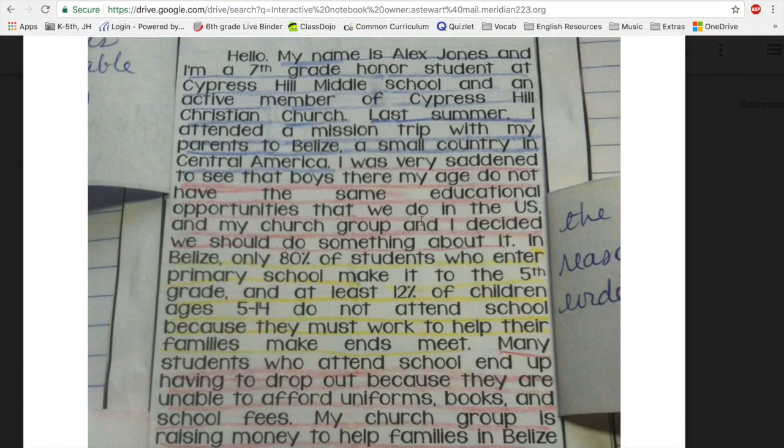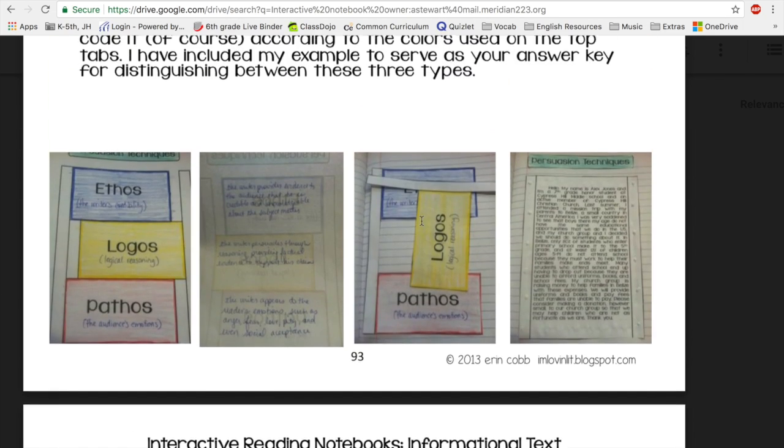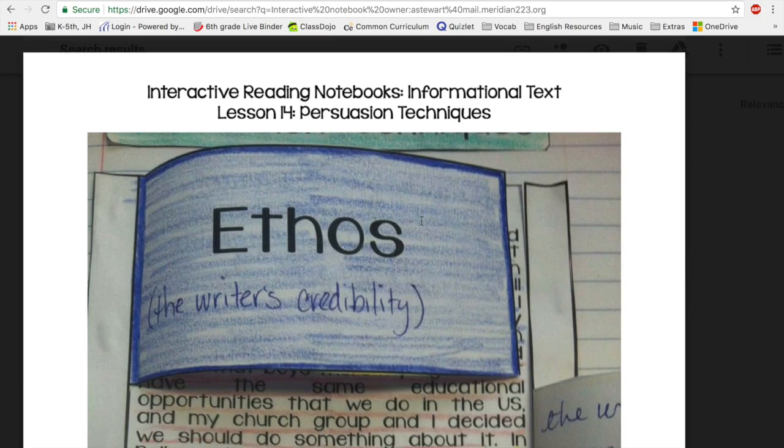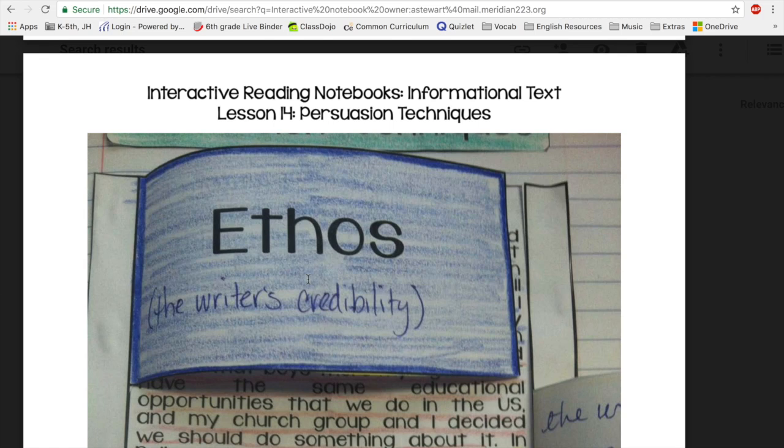In this video, we're going to briefly go over ethos, logos, and pathos. And we're going to refer to the story that we glued in our interactive notebook. First thing we're going to talk about is ethos. And the reason we color-coded ethos blue is because it is a writer's credibility, so we give that writer a blue stamp of approval. And what we mean by credible is the writer actually knows what they're talking about.